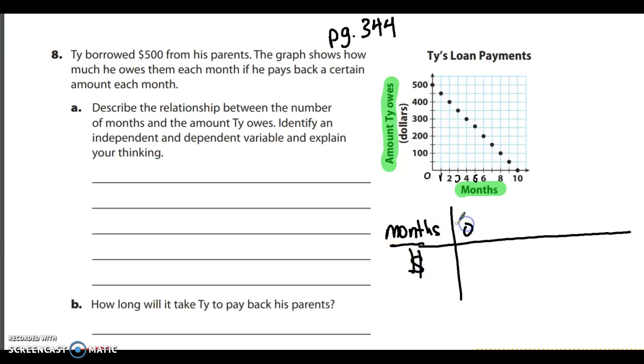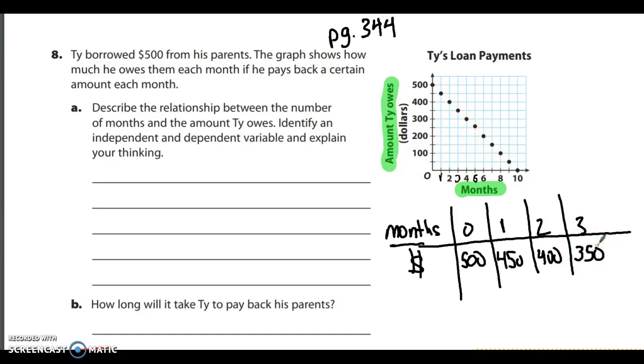And at 0 months he owes how much? 500. We already talked about that. At 1 month he owes 450. At 2 months he owes 400. At 3 months he owes 350. At this point you probably notice what's happening. As the months go by, he owes $50 less each time, and that's the first answer we're looking for.